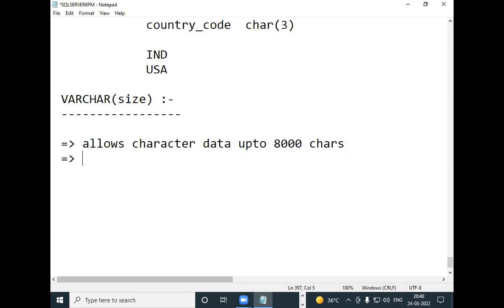Up to 8,000 characters, and it's recommended for variable length columns. Columns, fields, same. It's recommended for variable length columns.